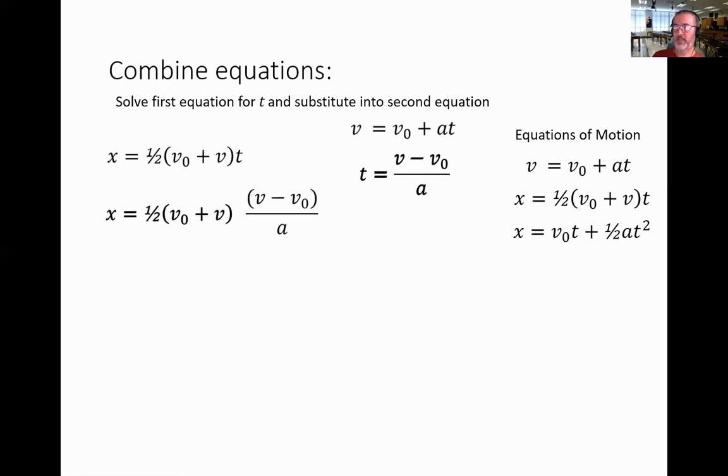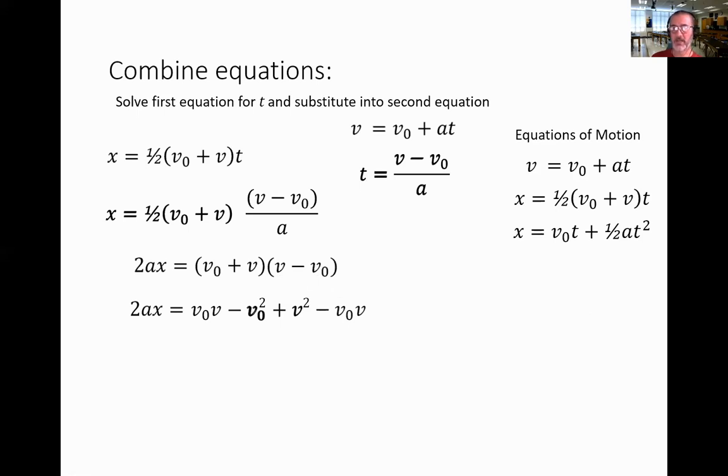If I multiply both sides by a and multiply both sides by 2, I wind up with 2ax equals (v0 plus v) times (v minus v0). And if you remember your algebra and you have 2 terms like that, the way to combine those terms is to FOIL them. So first, outer, inner, last. If I FOIL that right side of the equation, well, the firsts are going to be v0 times v. The outers are minus v0 squared. The inners are plus v squared. And the lasts are minus v0v.